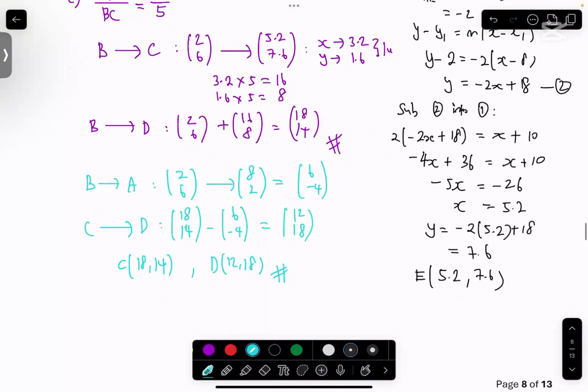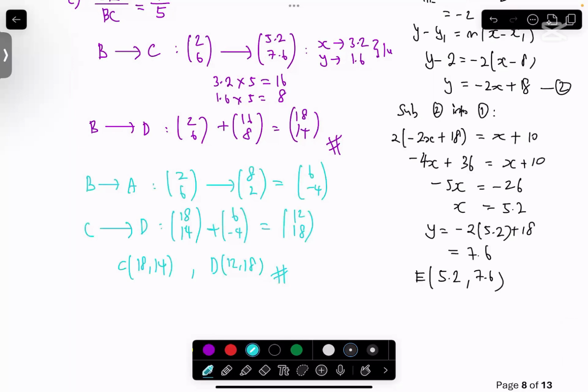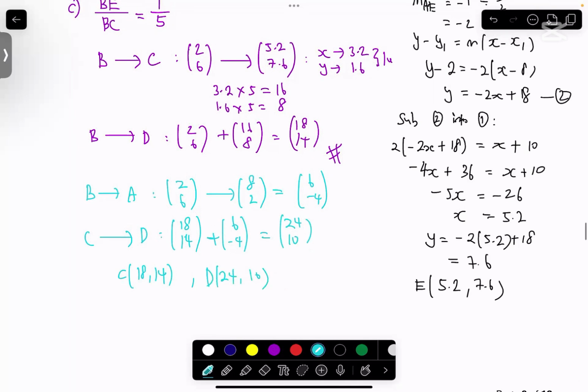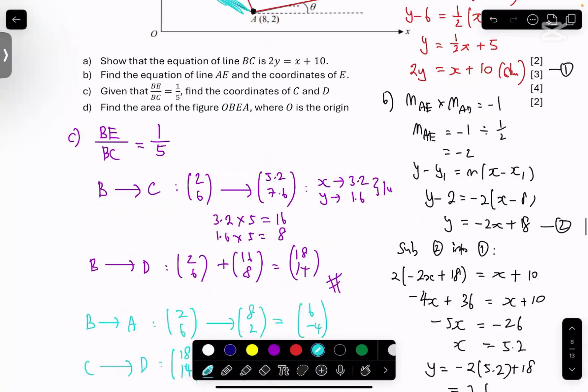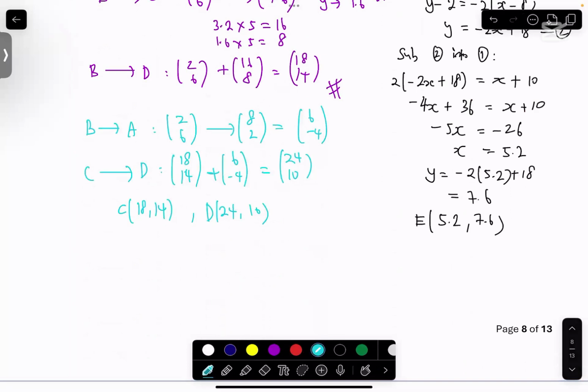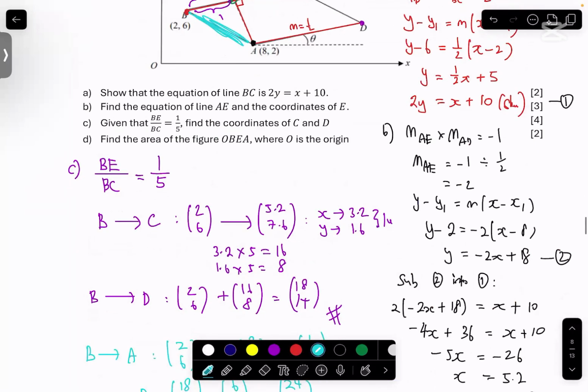Oh wait, sorry. This one is plus. Sorry, my bad. So yeah, analyzing from the diagram, I realized I was wrong. Lucky, I spotted a mistake. 24 and 10. Okay, D is 24 and 10. Oh, because we move 6 and move -4 down. Yep. Okay, now the answer makes more sense. All right, that's all for part D.